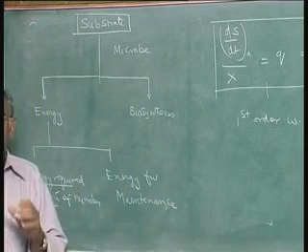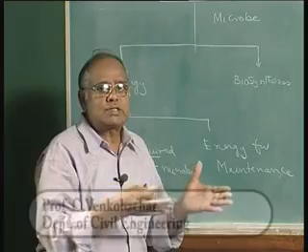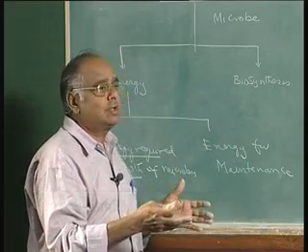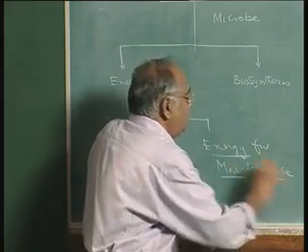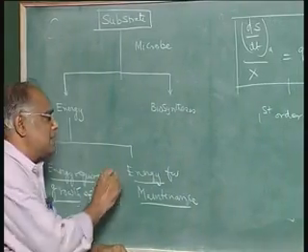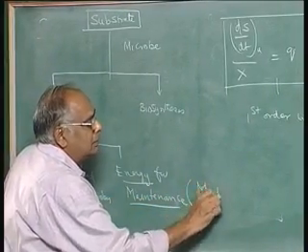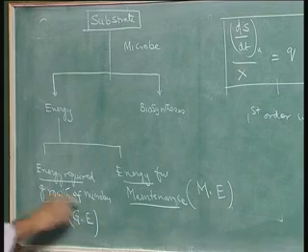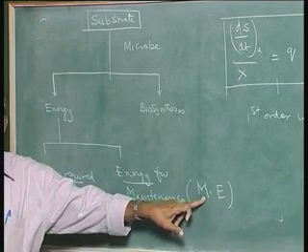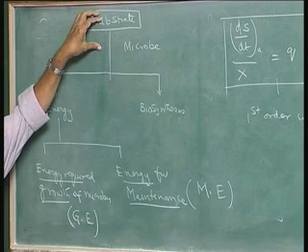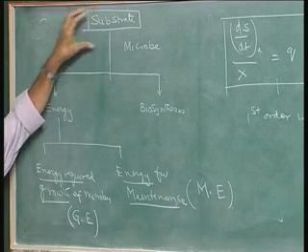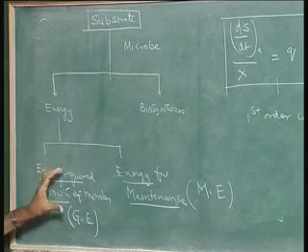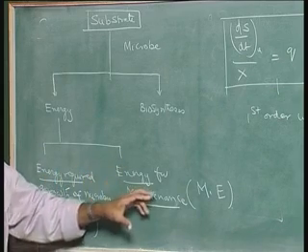Maintenance means the cell has to do a certain amount of work. It has to move from one place to another place using the flagellum, and it has to do certain other work. So this is called energy required for maintenance. This energy is called maintenance energy, and this energy is called growth energy, energy required for growth. GE is the growth energy, ME is the maintenance energy. When I give a substrate to the microorganism, it utilizes a part of the substrate for energy, and that energy goes for the growth of the microorganism as well as for maintenance energy.